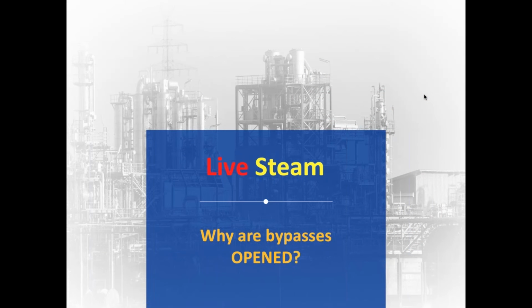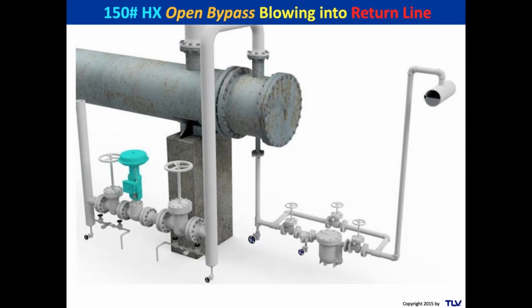Now, why are bypasses open to bleed live steam into the system? You've got this beautiful 150-pound heater here. You've got a trap and an open bypass. Now, it might be a perfectly good trap sitting there. So why did the operator open the bypass? Well, yes, the trap could be undersized. The heat exchanger could be under a stall condition. The back pressure might have elevated and all of a sudden the trap doesn't work anymore. And yes, the trap might require service. The strainer could be blocked. There could be a lot of reasons, but the operator has opened that bypass.